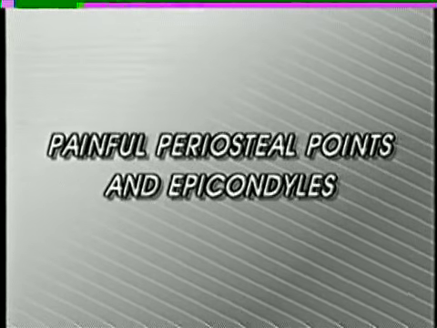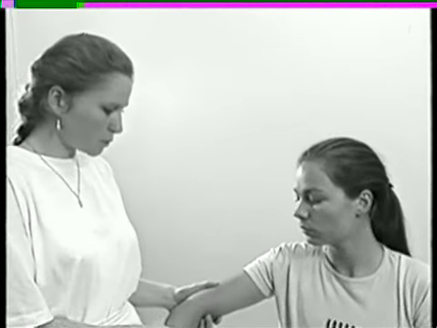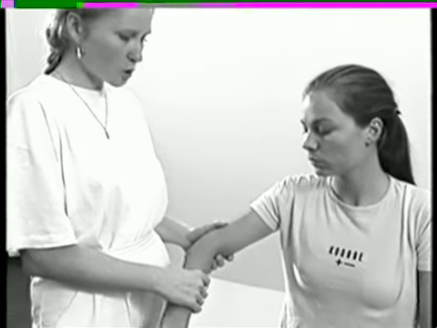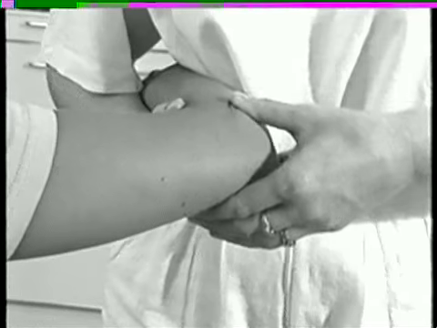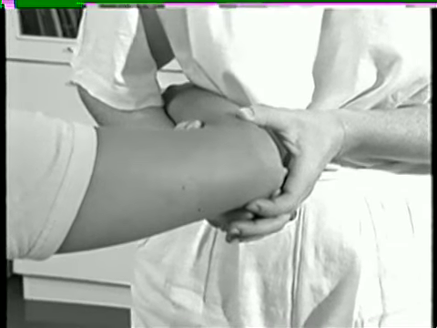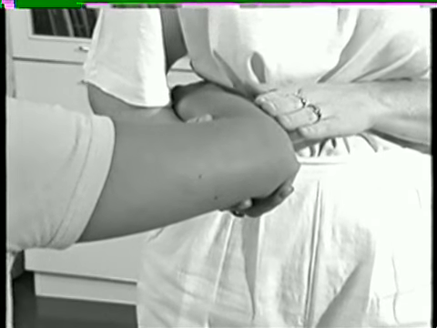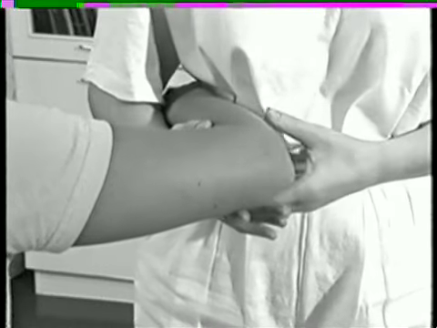Painful periosteal points and epicondyles. Painful periosteal points are another frequent sign of myofascial pain. They are most frequently found at the attachment points of tendons and ligaments. Here we examine the mobility of subperiosteal tissue in various directions, in the case of the epicondyles at the elbow. We find movement restriction of overlying soft tissue with pathological barriers in at least one direction. Here our usual technique is applied, producing release and relief of pain.